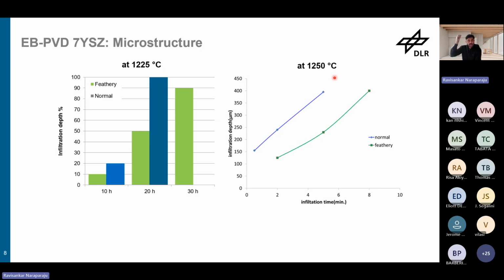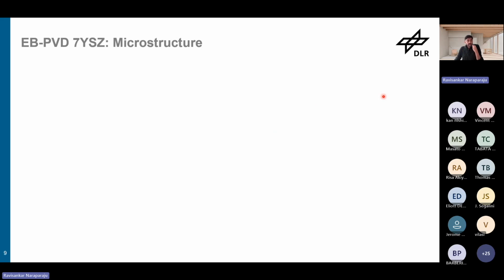The infiltration goes like top like that. Under no thermal gradient, it just takes 3 to 4 minutes for normal microstructure and 8 minutes for feathery microstructure. That means we could see the effect of microstructure even at 1250 degrees in isothermal. So the idea here was simple.